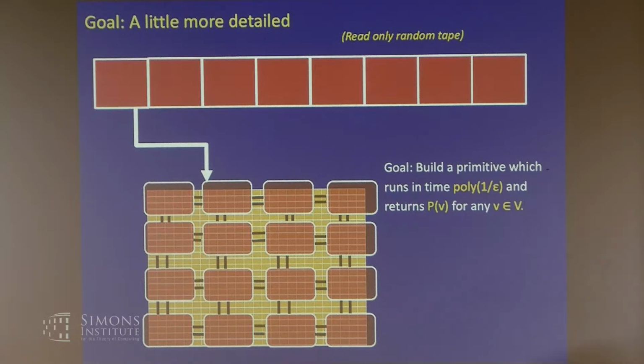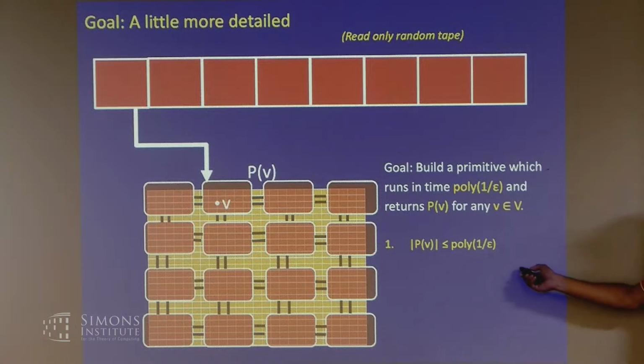So let me make the goal more clear, because I'm aware that at this step, the goal might not be entirely clear. Again, I want you to build oracle access for me to some hyperfinite decomposition. The way I'll state this goal is that you want to build a primitive that runs in time polynomial in 1 over epsilon, and for a vertex v returns P of v, where the size of P of v should not be too large. It should be merely some polynomial in 1 over epsilon.